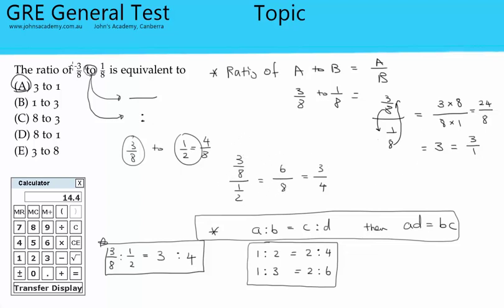So if you go back to the original question, 3 on 8 to 1 on 8, you can just write them as this. You just multiply by 8 on both sides. So multiply this by 8, then you get 3. Multiply this by 8, then you get 1. So that's why, if the denominators are the same, they don't matter. You just need to read the numerators, and that's it. So the answer is 3 to 1.